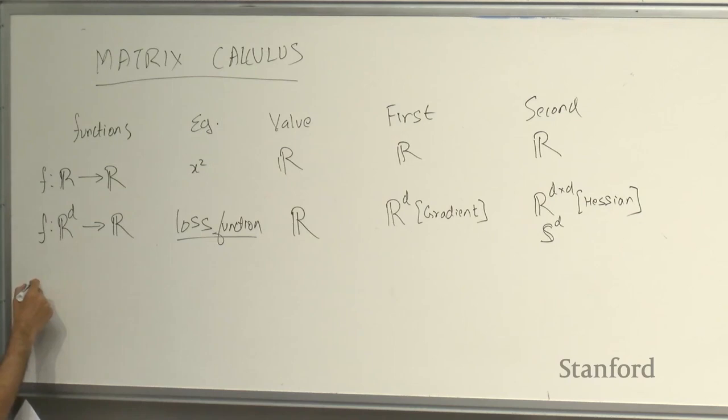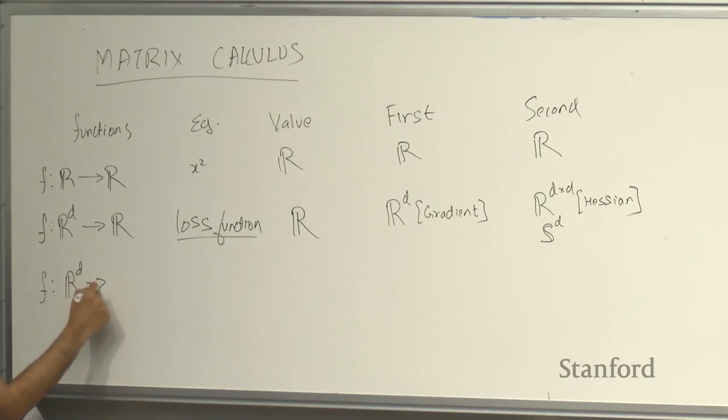Again, later in the course, we're also going to encounter functions of this type: Rd to Rp, where it's vector input, vector output, and of course the dimensions are different. They could be the same, but in general the dimensions are different. Can anybody think of functions like this? Why you might use such functions in machine learning?